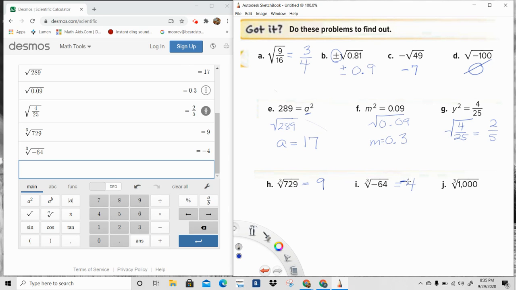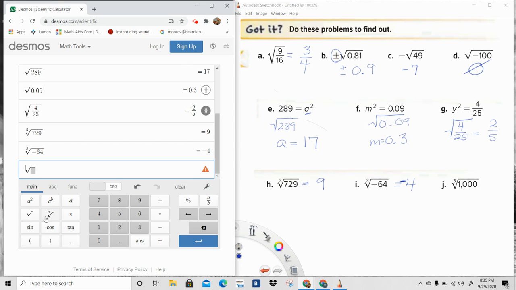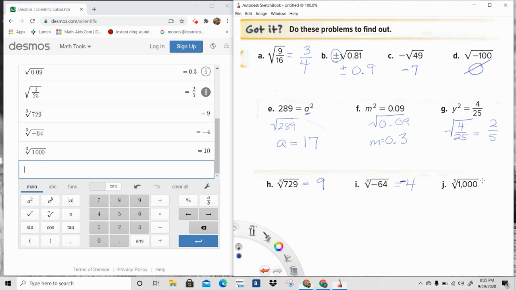I almost forgot it. Now, when you come over to J, which is our very last one on the got it problems, we are going to do the exact same thing we've been doing with these cube roots. We click our little radical sign with the N. The number over our radical sign is 3. The number under our radical sign is 1,000. So we type that in, and we find out that the cube root of 1,000 is 10.